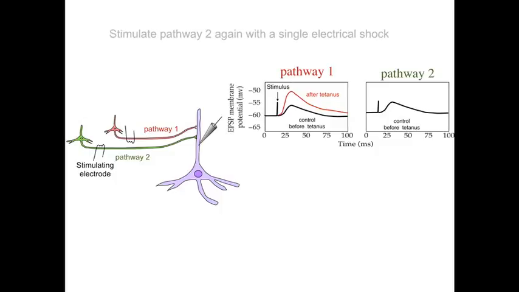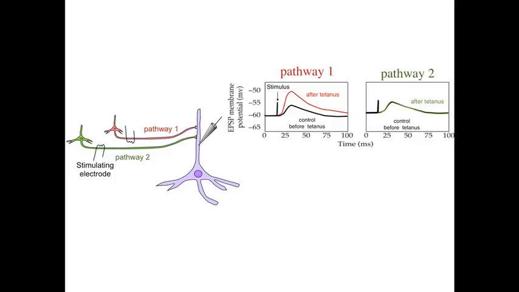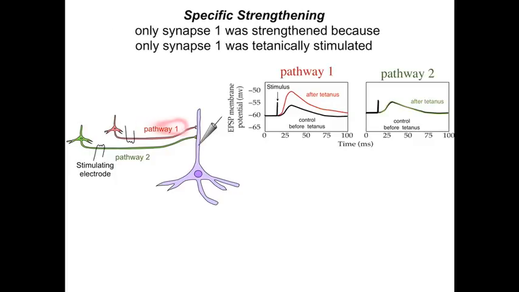But if we stimulate pathway 2, the green cell, with a single electrical shock, nothing's happened. It's exactly the same postsynaptic potential as was evoked previously. In other words, there was specific strengthening here. Only synapse 1 was strengthened because only synapse 1 was tetanically stimulated.